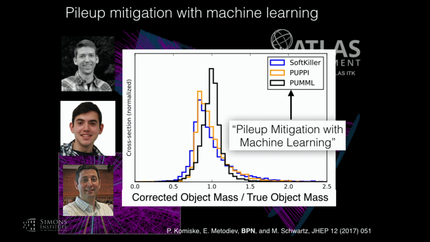And I want to apologize for my colleagues who came up with their names. I don't know why. One is called Soft Killer, one is called Puppy. So to follow suit, we called our algorithm Pummel, Pileup with machine learning.